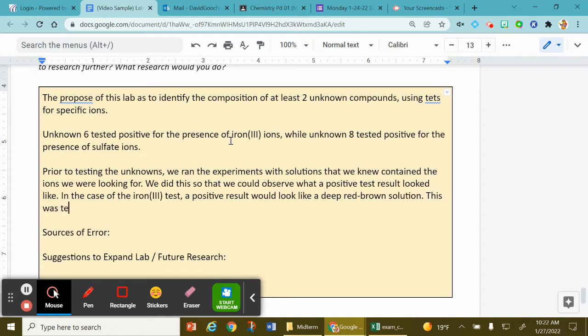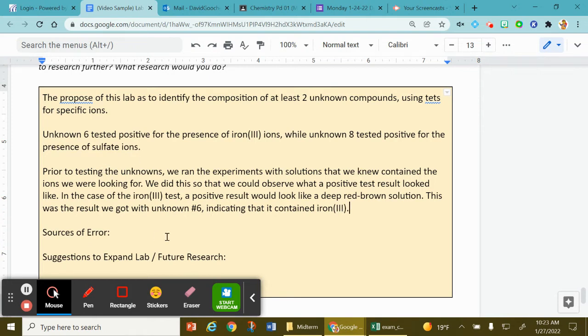This was the result we got with unknown number 6, indicating that it contained iron 3. All right, there we go.